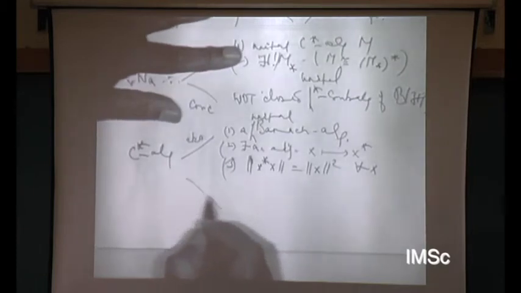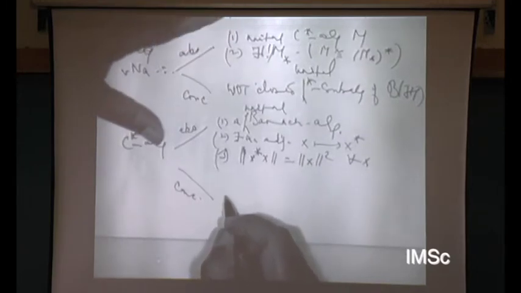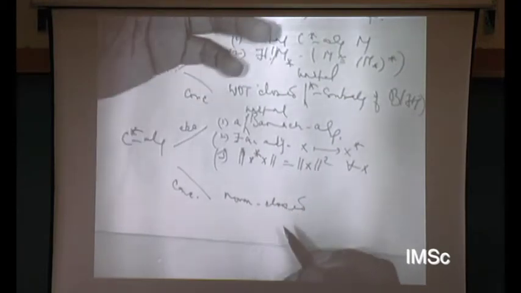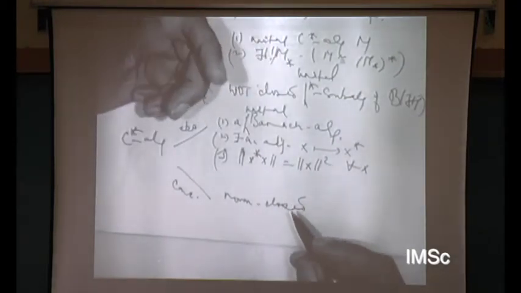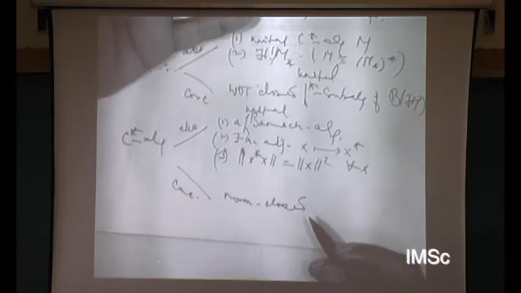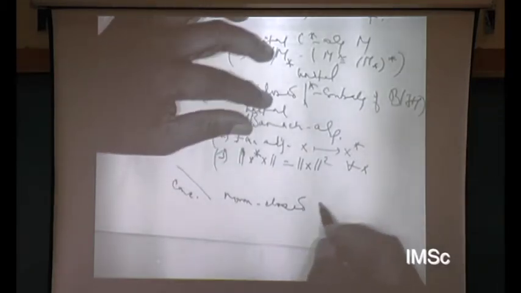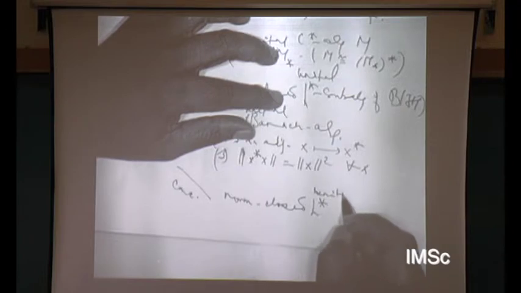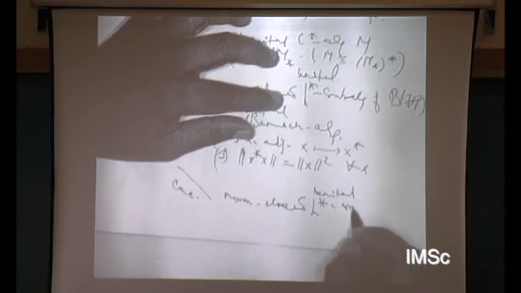And the concrete definition is it's a norm closed unital star subalgebra of B of H. Because I am saying Banach algebra, it must be complete in the norm. So I must take a norm closed subspace of a Banach space to have a Banach space. So I want a norm closed unital star subalgebra of B of H.